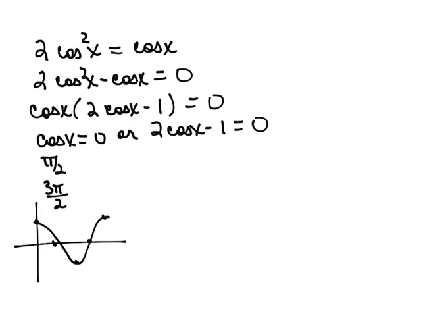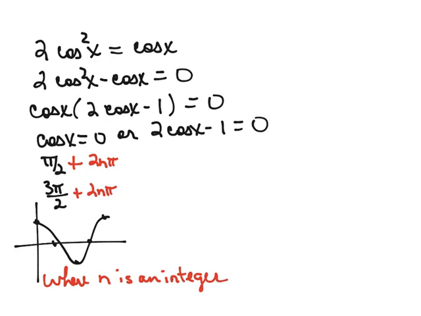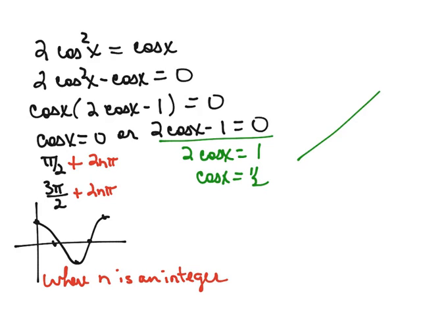But because we're not restricting our domain, then we would go back and add plus 2n pi to both of those answers, where we know n is an integer. And that would take care of all the coterminal angles that are coterminal to pi over 2 and 3 pi over 2. For the other half of the equation, 2 cosine x minus 1 equals 0. That means that 2 cosine x is equal to 1, and the cosine of x is equal to 1/2.